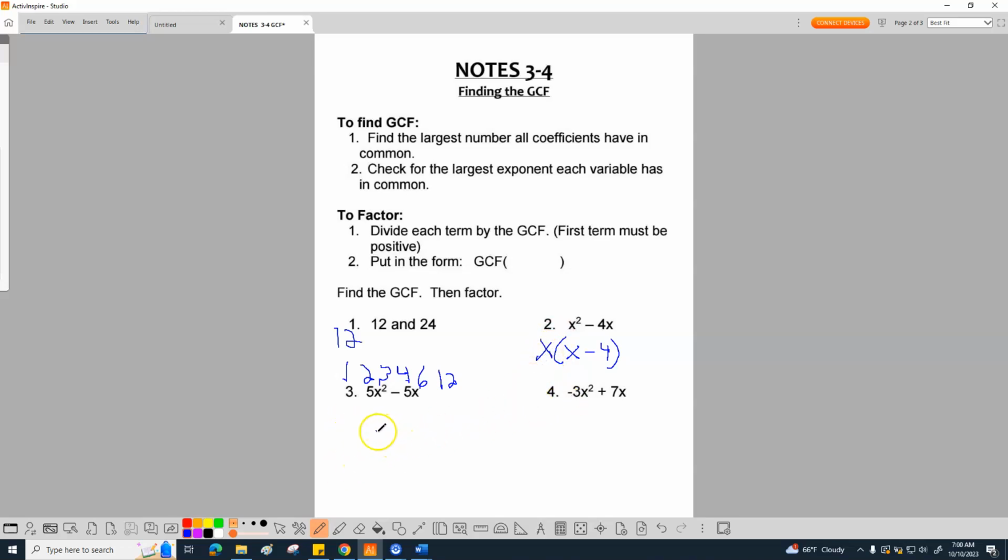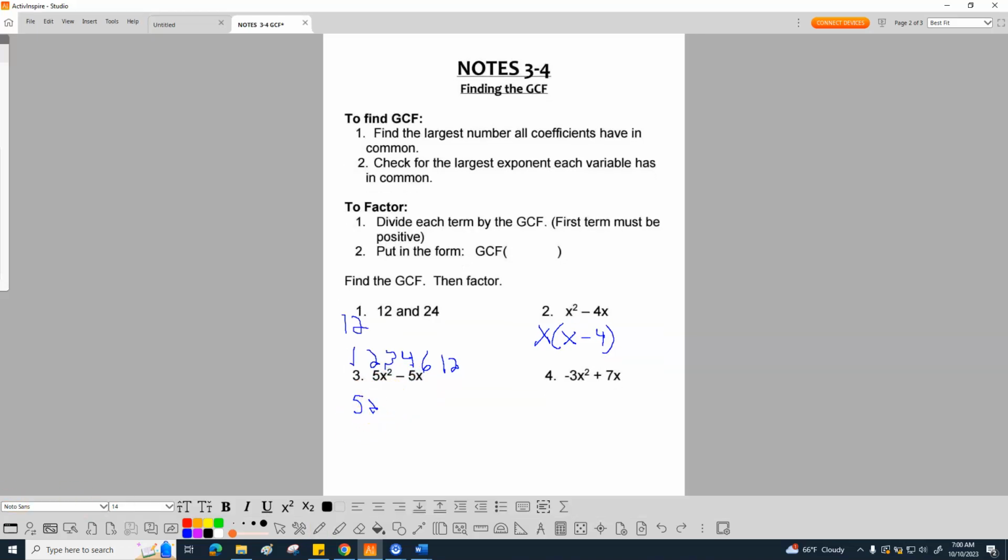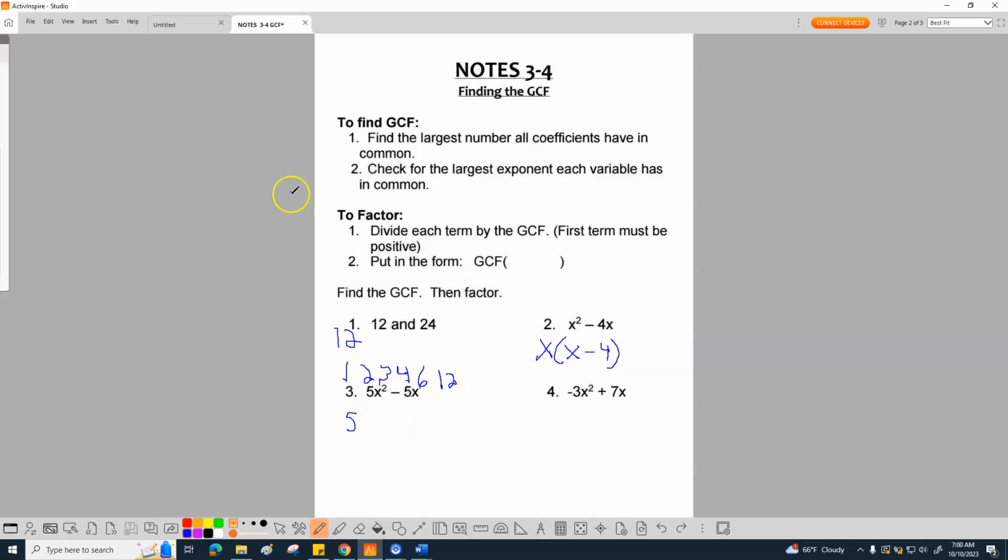Number 3, and again, I'm going through this very quickly, so y'all can watch this video over and over. Number 3, I can see in my numbers that 5 goes into both numbers, and there's an x that can go into both of those as well. So I can factor it just like this. Sorry, I had to push pause real quick. So it looks like this. 5x goes into both of those. And what's left, when you do 5x squared divided by 5x, you're left with a single x. And then 5x goes into 5x one time.